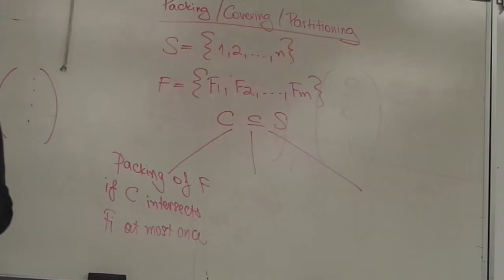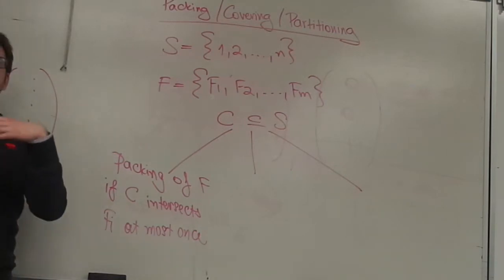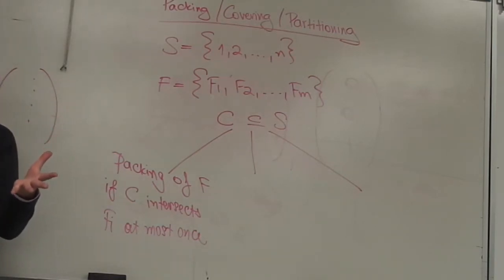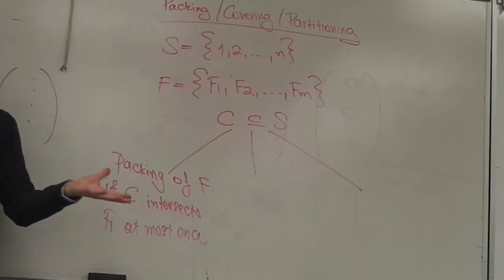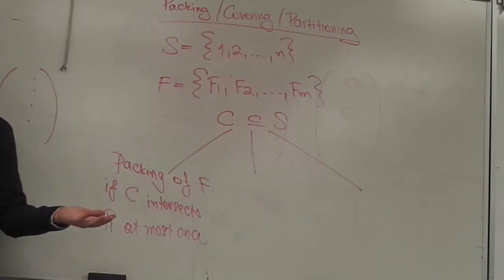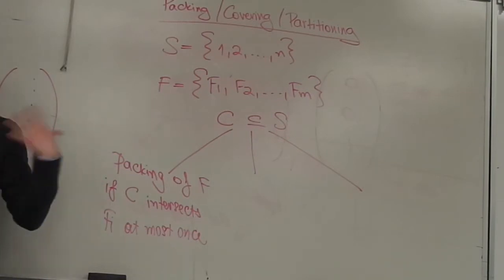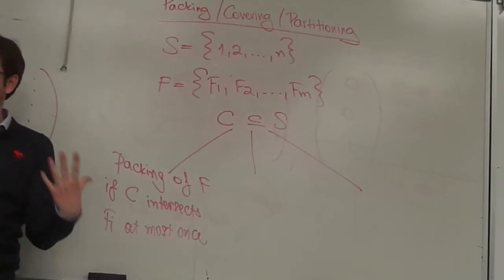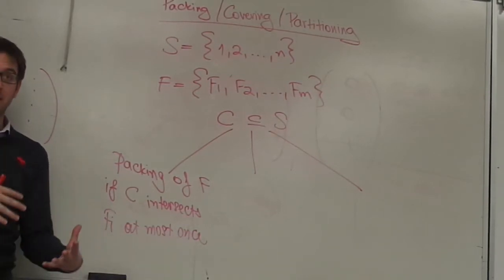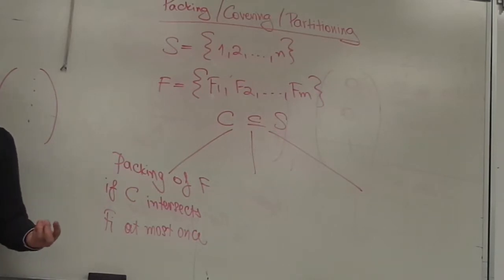Let's give an example. Let's say students and professors. The empty set is a packing, because it intersects students and professors at most once. Chris and Mustafa is a packing because it intersects the family of students and professors at most once. Chris, Mustafa, and Satpal is not a packing anymore, because it intersects the set of students twice. Make sense?